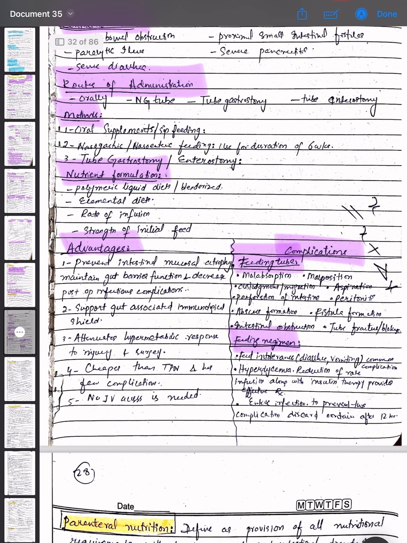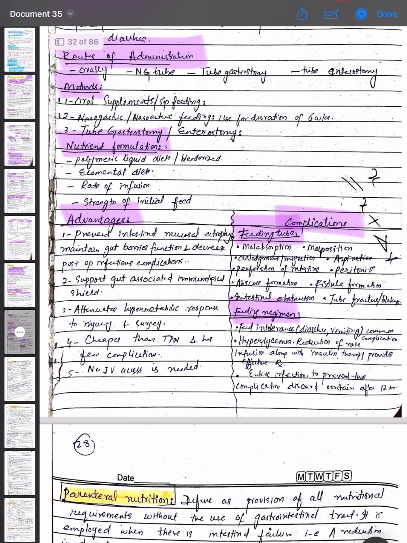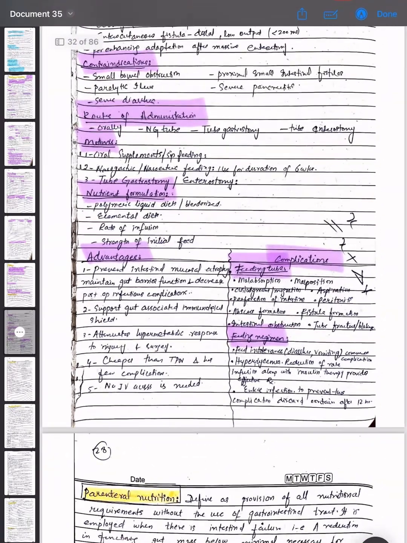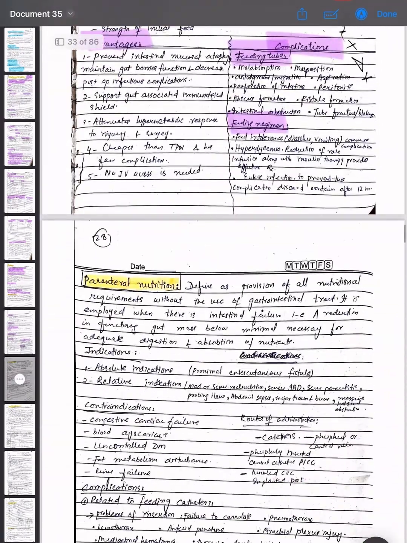Now, what are the complications of feeding regimen? Feed intolerance, that is diarrhea and vomiting, are common complications. Hyperglycemia: reduction of rate of infusion along with insulin therapy provides effective treatment. Enteric infection: to prevent the complication, discard the container after 12 hours. So this was the enteral nutrition. Now coming towards parenteral nutrition.